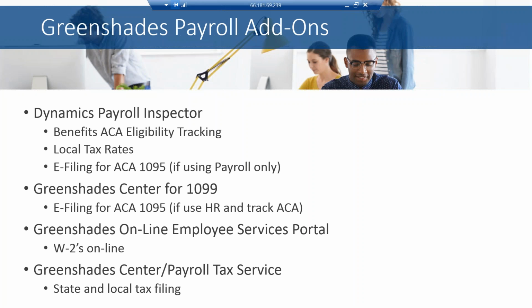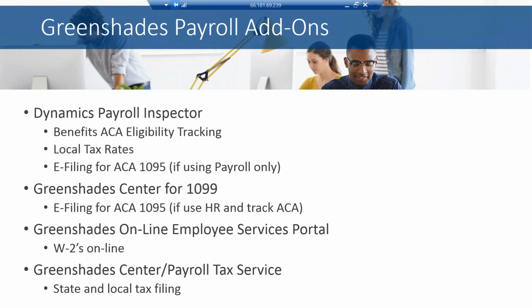It also provides, just like Integrity Data does, the e-filing for the ACA 1095. And that tool does it if you're using payroll only. They also have a tool called the Greenshades Center for 1099, and they've bundled the 1095 for ACA if you're using HR and track ACA. So if you're trying to use GP for your Affordable Care Act compliance, then this will at least do the electronic filing portion for you.